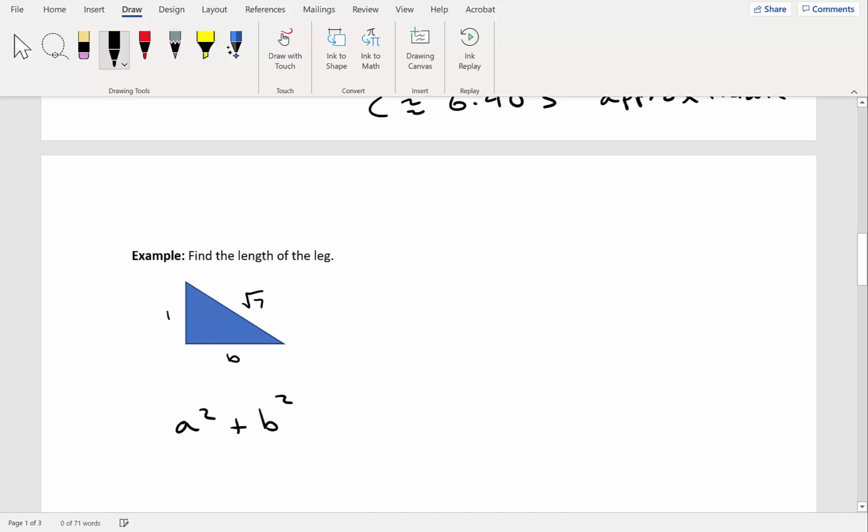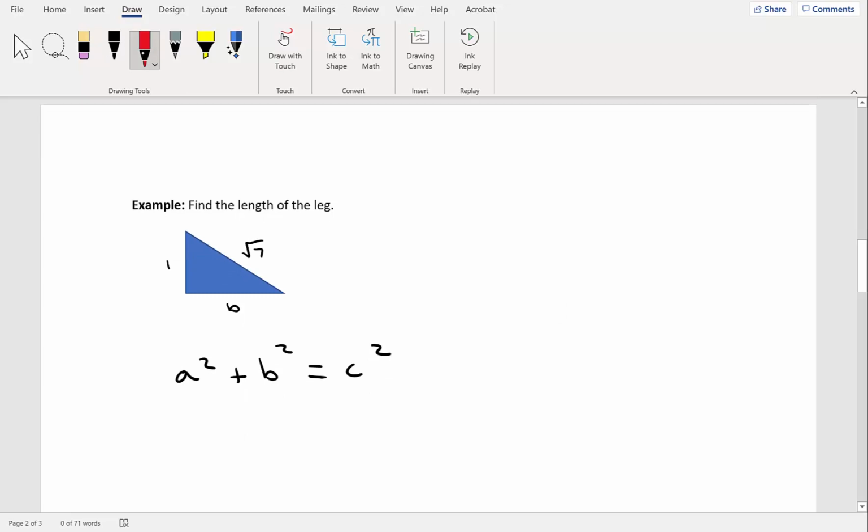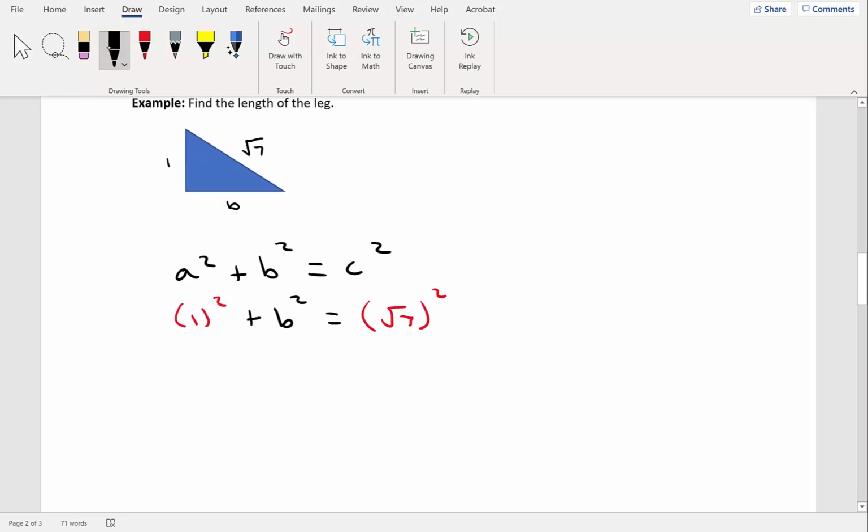We have a squared plus b squared is equal to c squared. So a is given to us. This is one of my legs. So I have 1 raised to the second power plus b raised to the second power is equal to, and now in this problem, I'm given what c is. My c is equal to the square root of 7. Now let's simplify. 1 raised to the second power gives me 1. So I have 1 plus b squared is equal to the square root of 7 raised to the second power. The square root and second power cancel out. This just gives me 7.